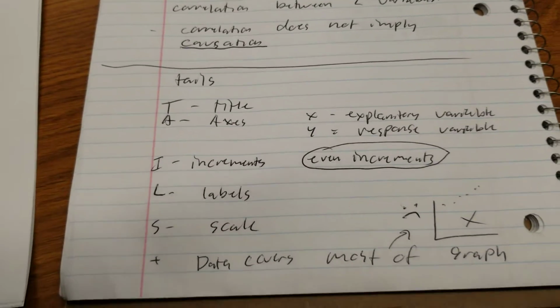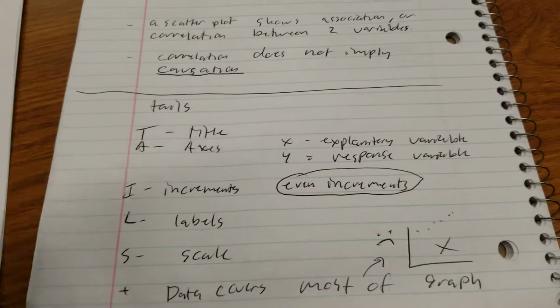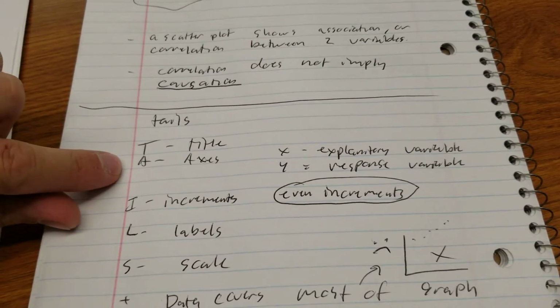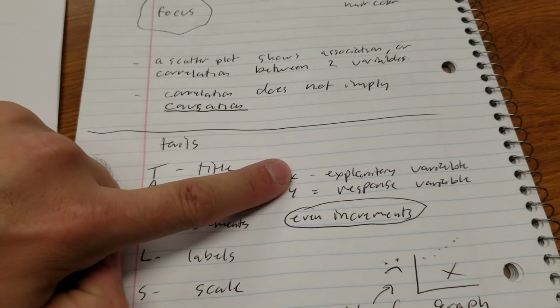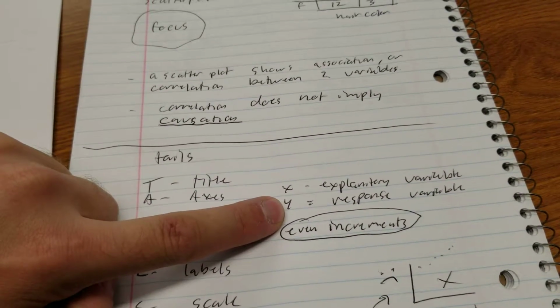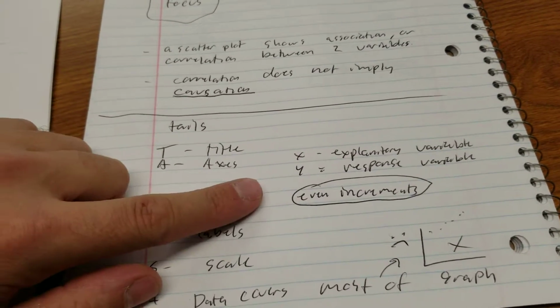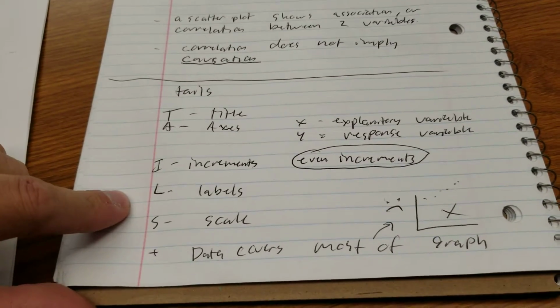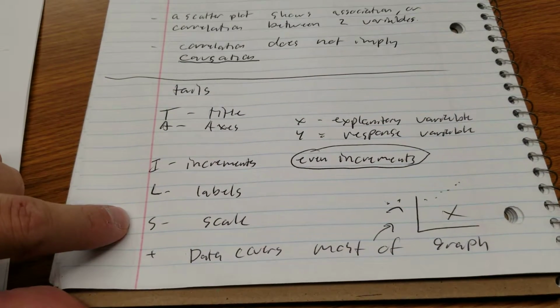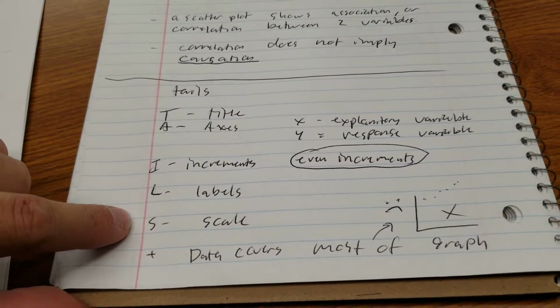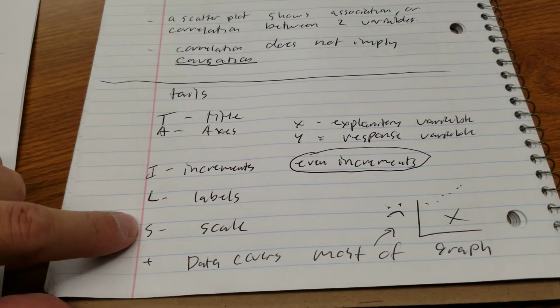So when you draw a scatterplot, TAILS. T stands for title, A is axis, meaning X is the explanatory or independent variable, Y is the response variable, which is like the dependent variable. I is for increments, show even increments. L is for labels. S is for scale.